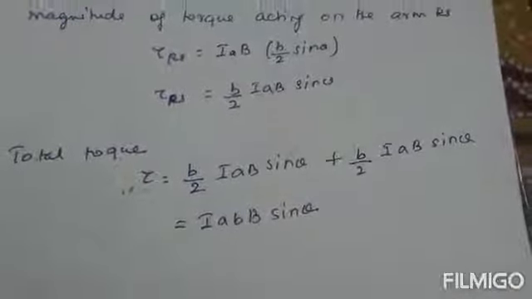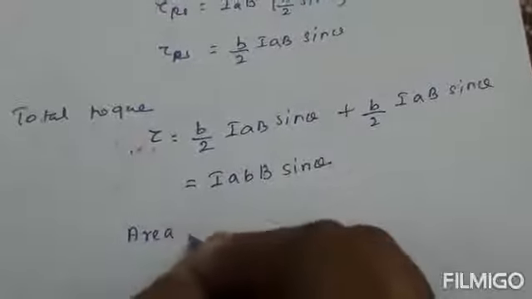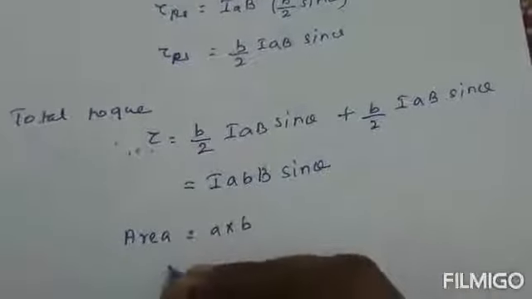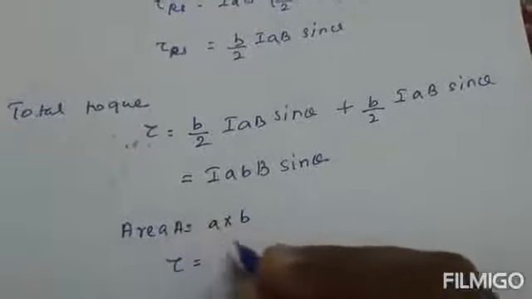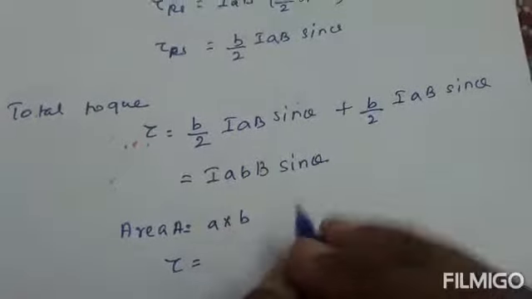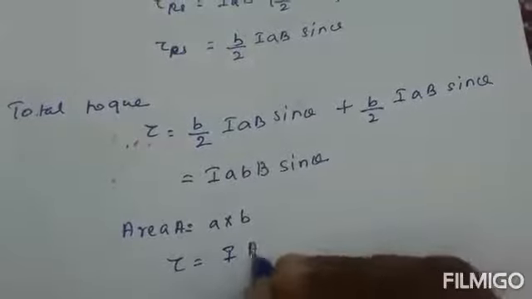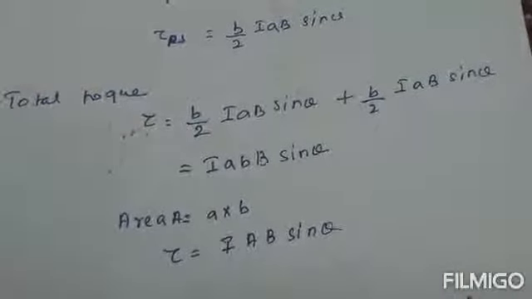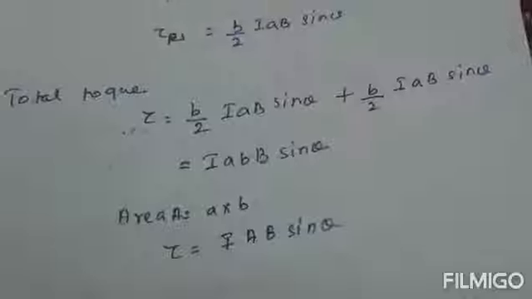So what is area? The area is equal to length into breadth, that is a into b. So ab can be written as area A. So I can write tau is equal to IAB sine theta. This is your torque: tau is equal to IAB sine theta.